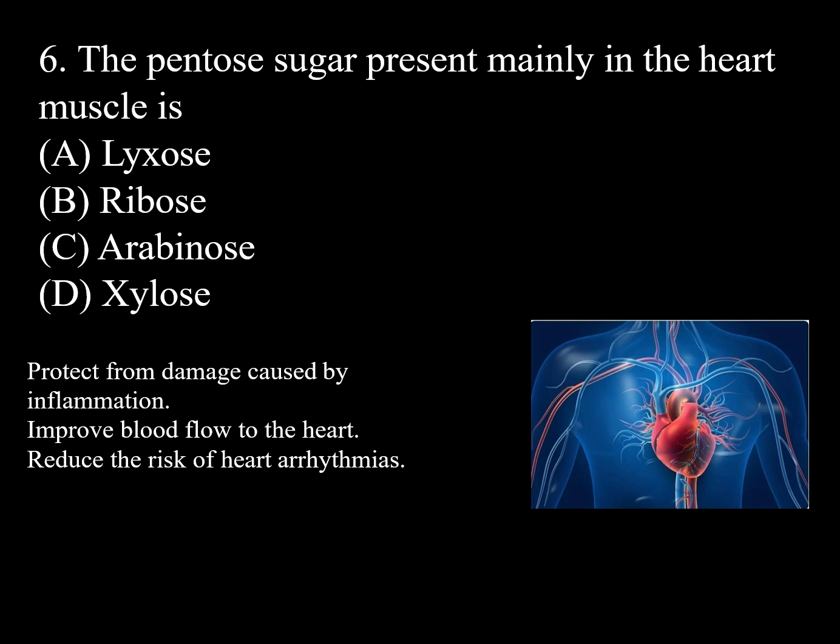Question number 6: the pentose sugar present mainly in the heart muscles, which monosaccharide is present in the heart? Option A, lactose; B, ribose; C, arabinose; D, xylose. The right option is ribose. This sugar is present in the heart muscles, where it helps protect the heart from damage by inflammation. It also improves the blood flow to the heart, and helps reduce the risk of heart arrhythmias.